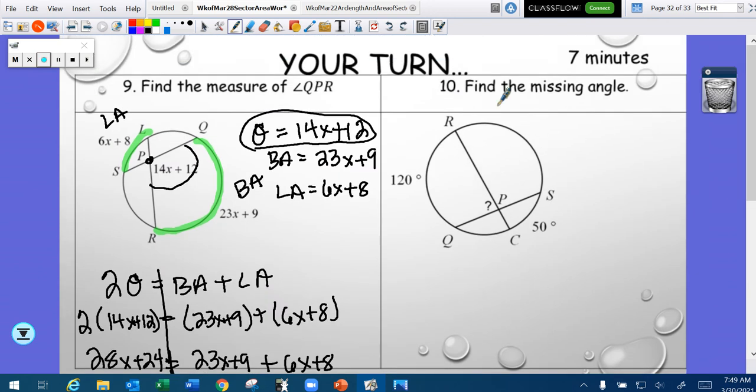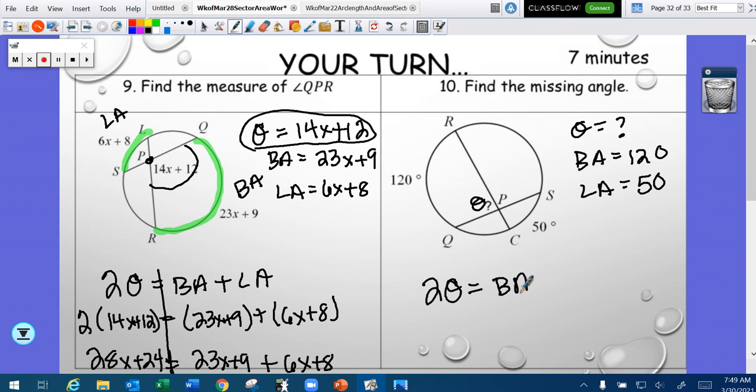Alright, so last one, it says find the missing angle. So that's going to be theta right here. Theta is what we're looking for. Big arc is 120. Little arc is 50. So we're going to use our formula. Since the theta is on the inside, we're going to say 2 times x equals the big arc, 120, plus the little arc, which is 50.